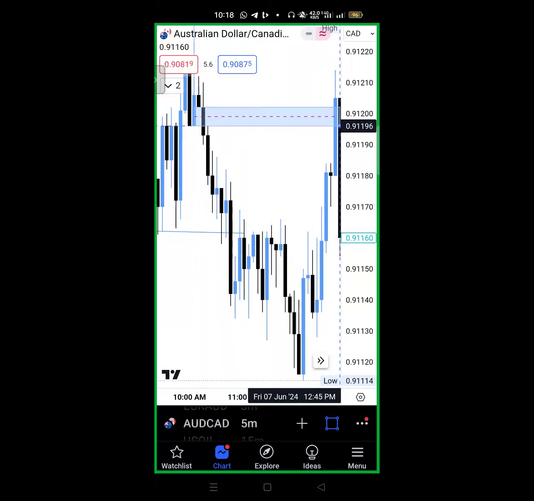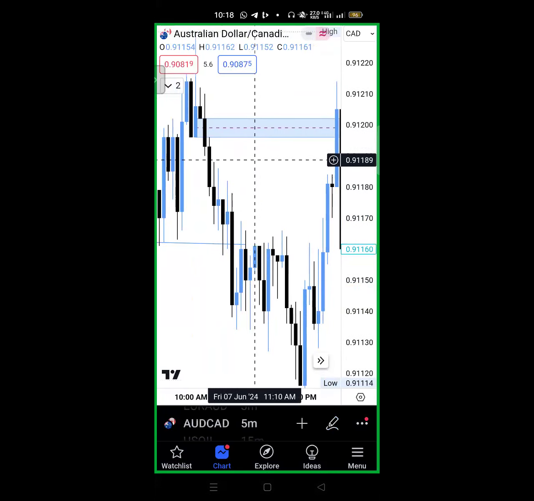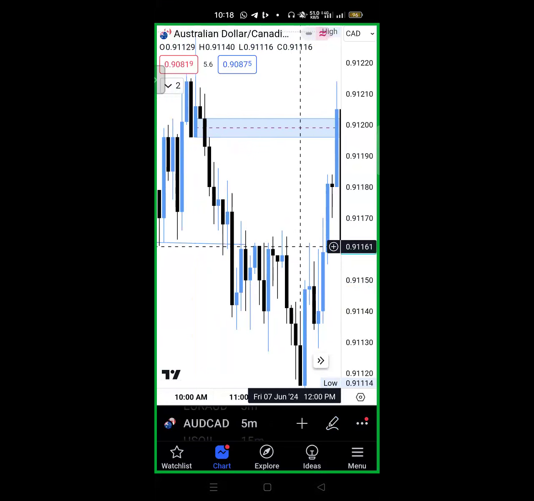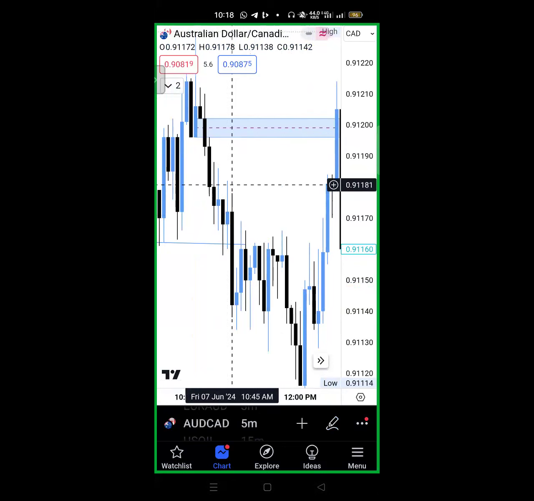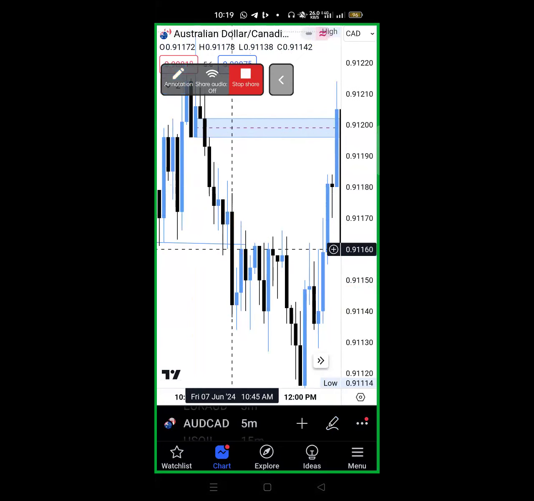Is there any other one? Yes, of course. There's also a space between this candle and this candle, a fair value gap. Is there another one? Yes, there's a space between this blue candle, this black candle that's so long, the displacement, and this blue candle. There's also a space between them, a fair value gap. This one is a fair value gap.